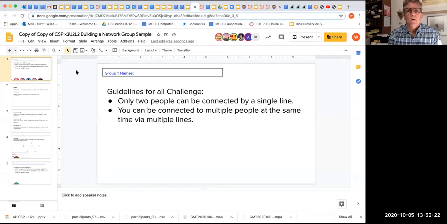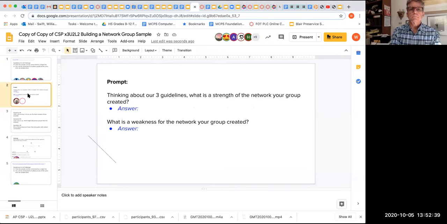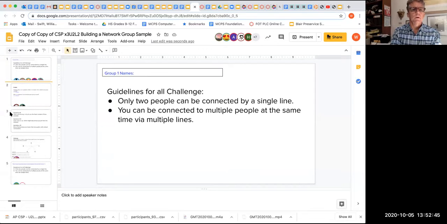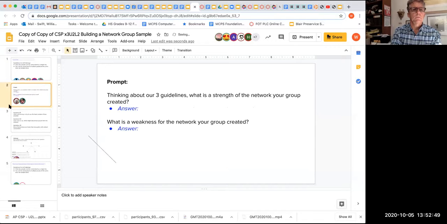Okay. So what this is going to be asking you, you have guidelines for the challenge. Only 2 people can be connected by a single line. You can be connected to multiple people at the same time via multiple lines. It's so weird why this slide is in the wrong place.